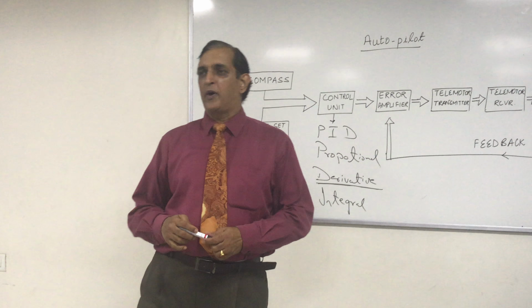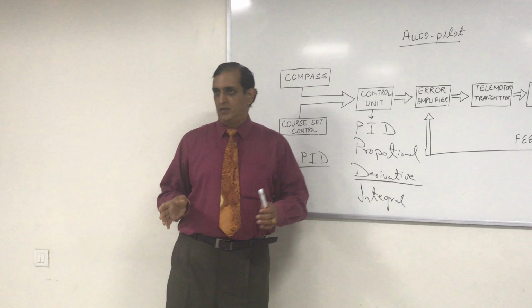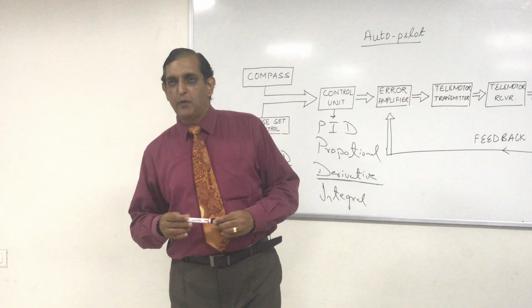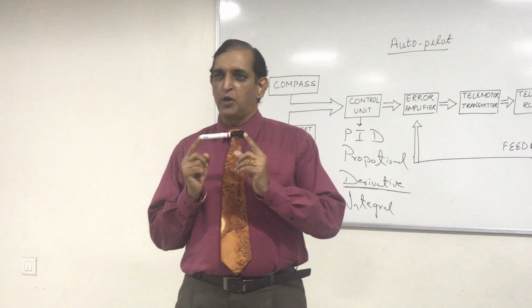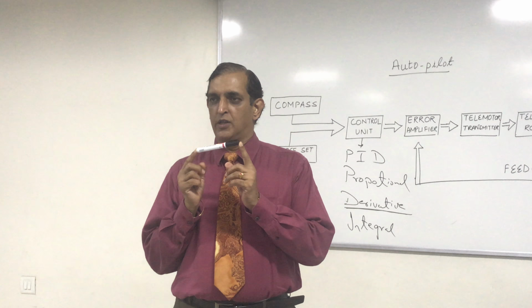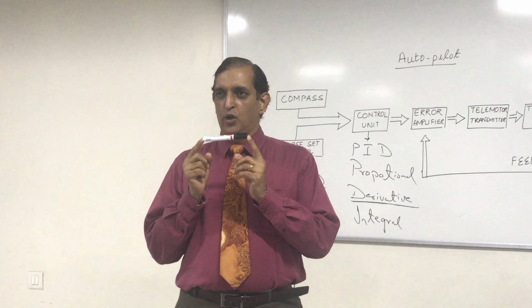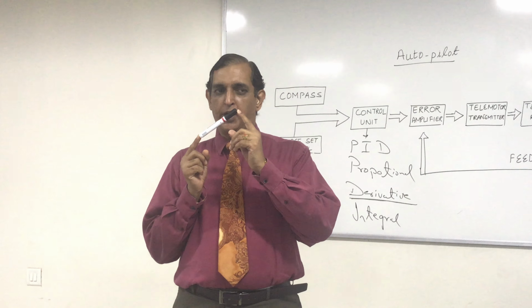The first autopilots which actually came in were only derivative control. Derivative meaning you set a particular course, let's say 090. If she goes off to 088, the rudder etc. is applied, course comes back to 090 and you steer 090.